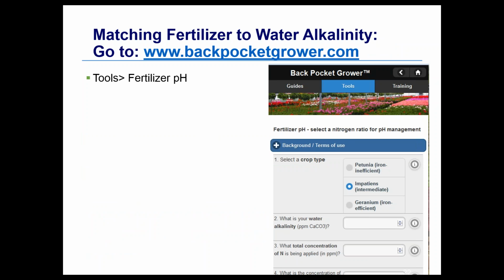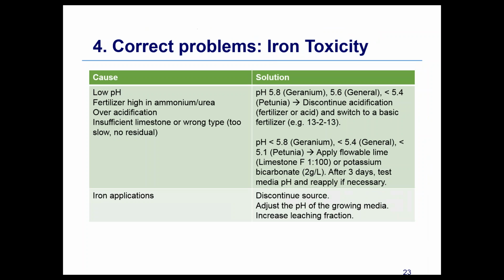But the bottom line is that, putting everything together, you can go to backbucketgrower.com and input the information that I just mentioned, the alkalinity and the concentration of fertilizer you want to apply, and it will tell you the expected reaction based on standard peat growing media.